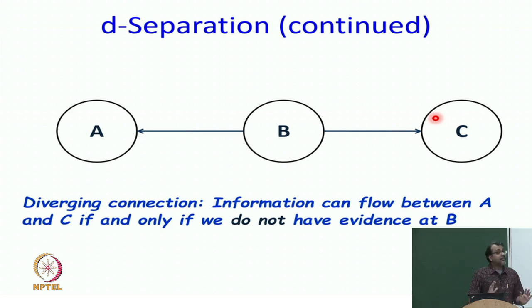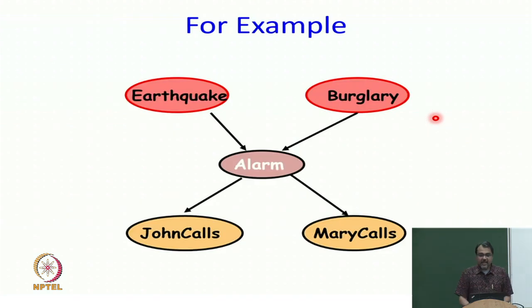Okay. So, now we come to the more interesting connection, and that is called the converging connection. And for the converging connection, I will look at earthquake, alarm and burglary as my example. So, in this case, alarm is the common child of both earthquake and burglary. Now, let us ask the question, when can earthquake influence burglary?